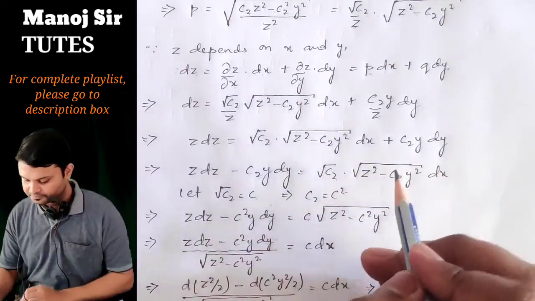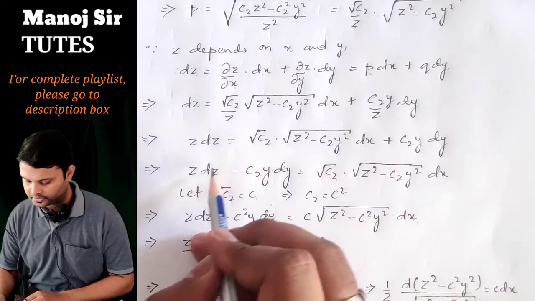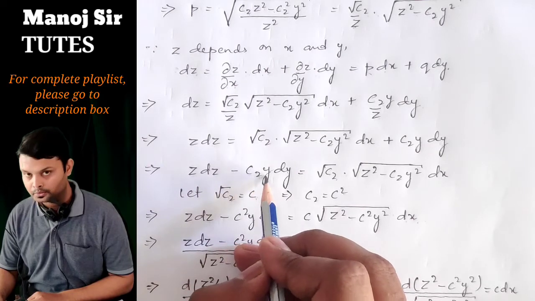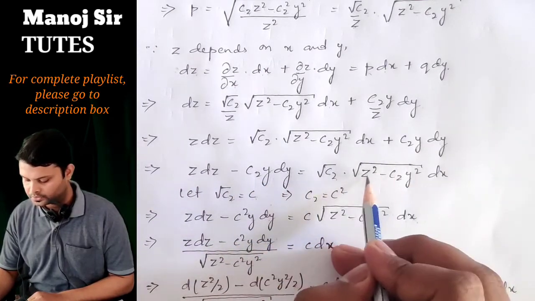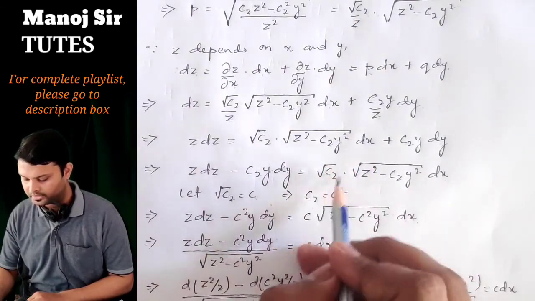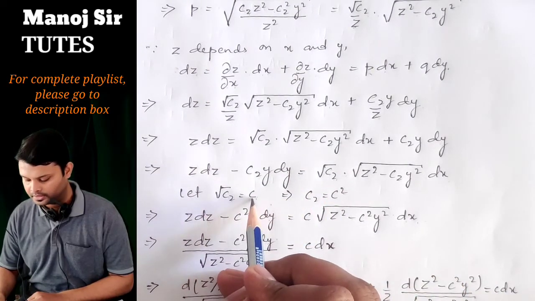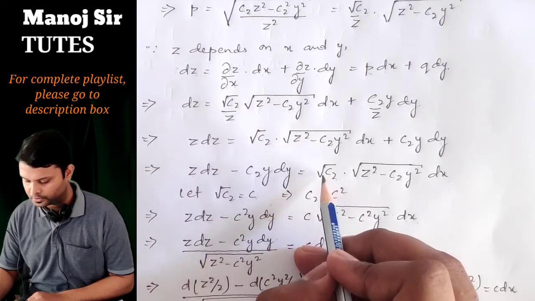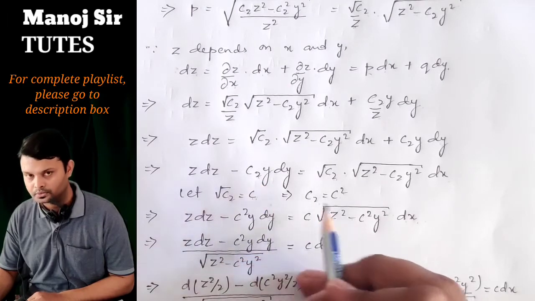Okay, now taking this term to the left hand side, this will become z into dz minus c2 into y into dy equal to root of c2 into root of z square minus c2 into y square into dx. Now here you can see we have root of c2. So let root of c2 equal c. On squaring both sides, you will get c2 equals c square. So in place of root of c2 we'll put c, and in place of c2 we'll put c square.